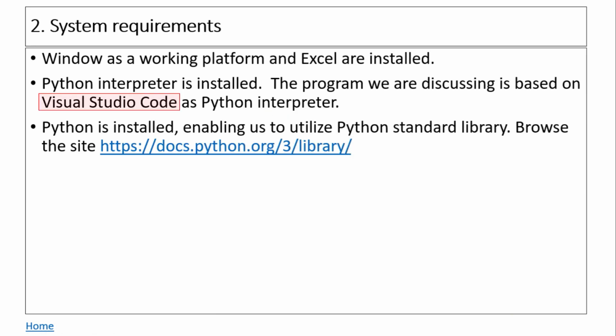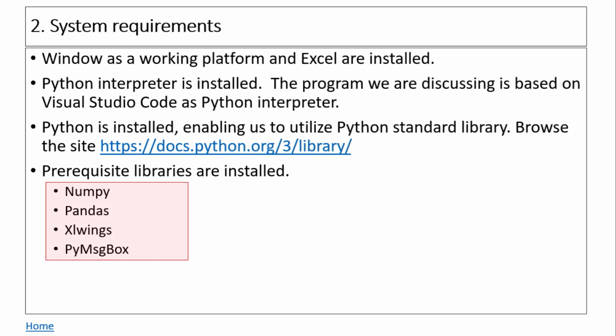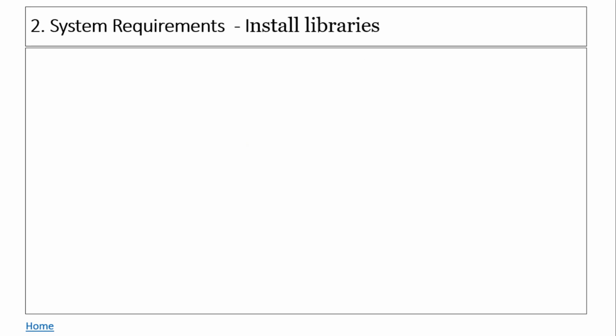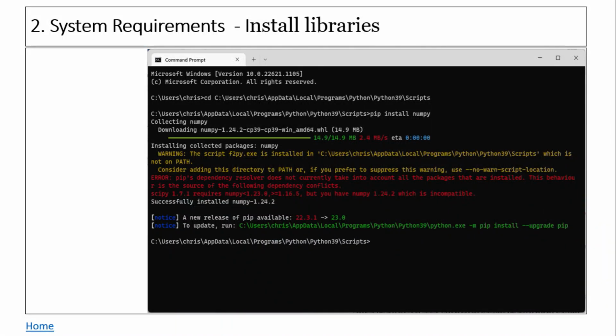It is assumed that Visual Studio Code is installed as the Python code editor and interpreter. Essential libraries are installed: NumPy, Pandas, xlwings, and PyMsgBox. If not installed yet, you can install them. To install a library, for example NumPy, open the command prompt, go to the path where the package installer for Python, pip, is available, and type pip install numpy.